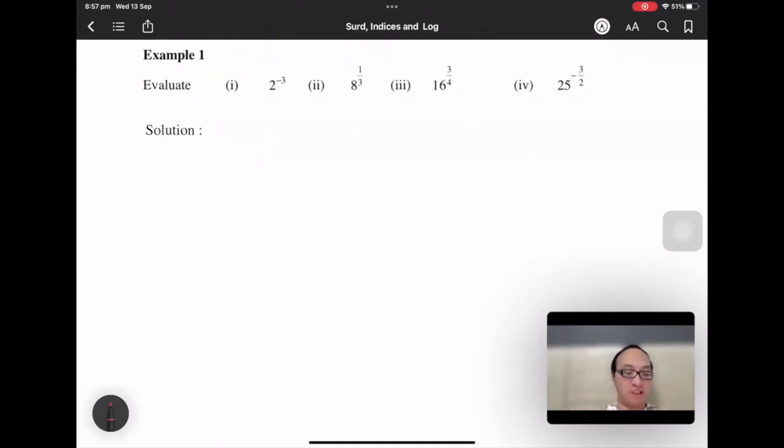Let's see the example. 2 to the power of negative 3. So negative here means reciprocal. So it's 1 over 2 to the power of 3. So this equals 1 over 8.